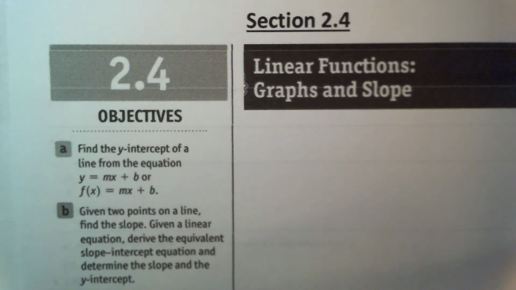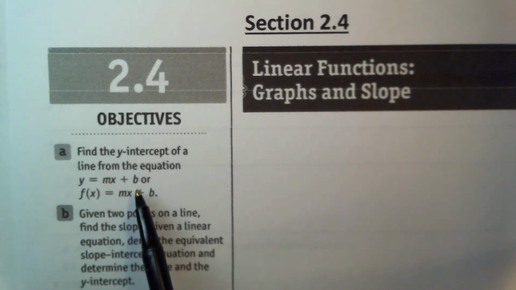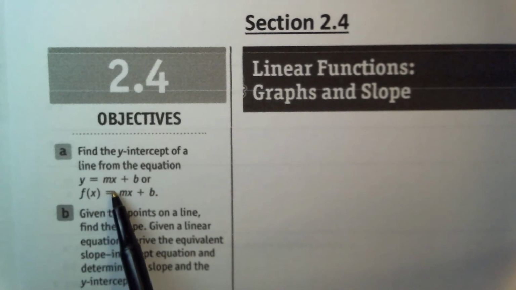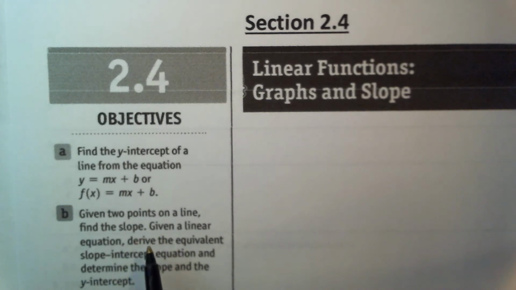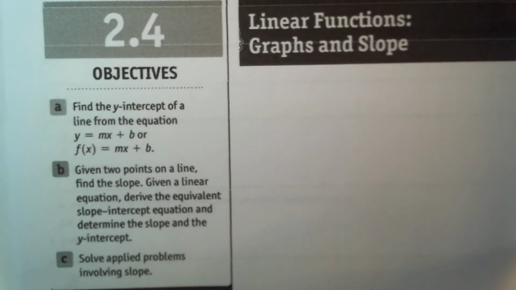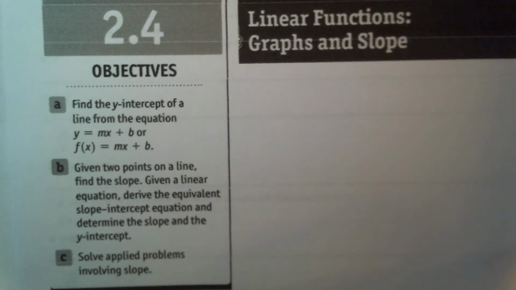This is the beginning of section 2.4, and it is about linear functions, graphs, and slope. The first part is about finding the y-intercept of a line from the equation y equals mx plus b, or f of x equals mx plus b. Then we'll be talking about 2 points on a line, and to find the slope, given a linear equation, derive the equivalent slope-intercept equation, and determine the slope and the y-intercept. And then last but not least, we solve applied problems involving slope.